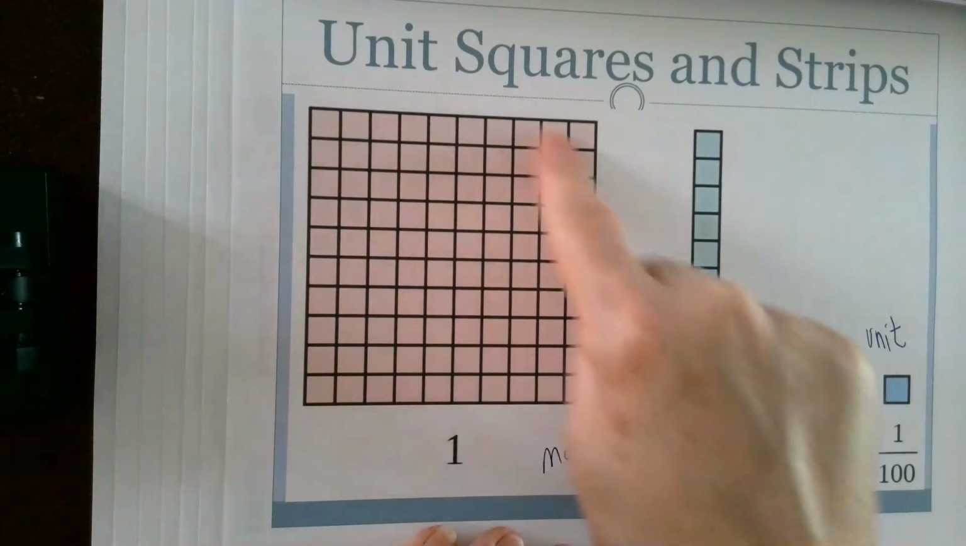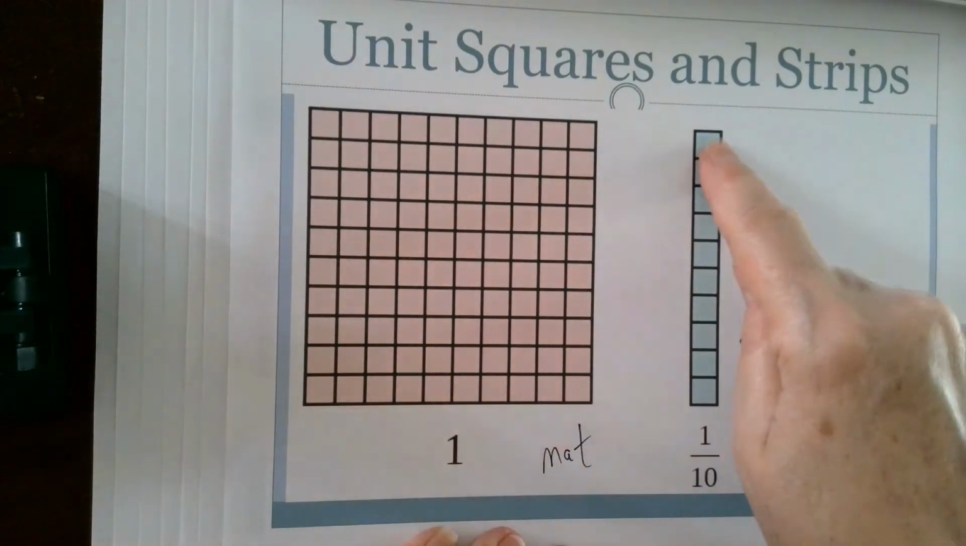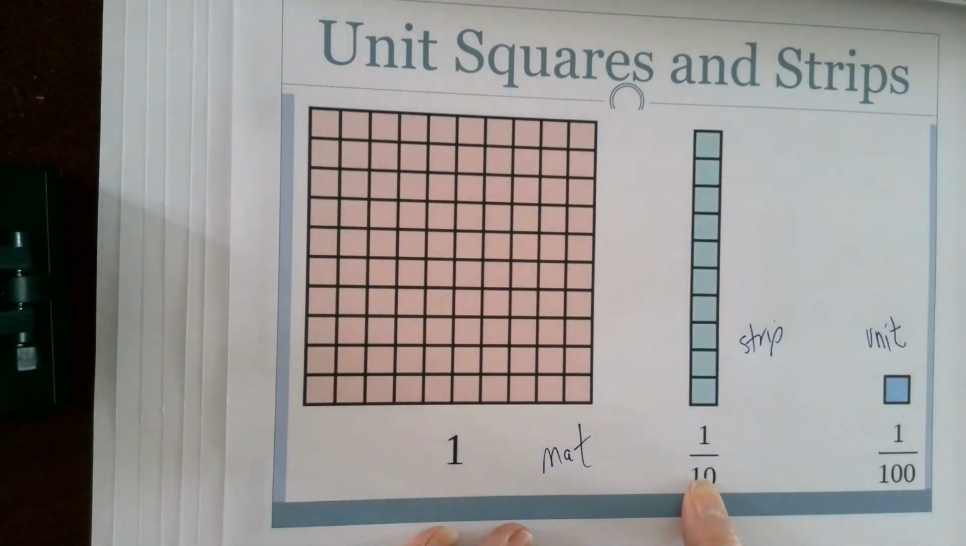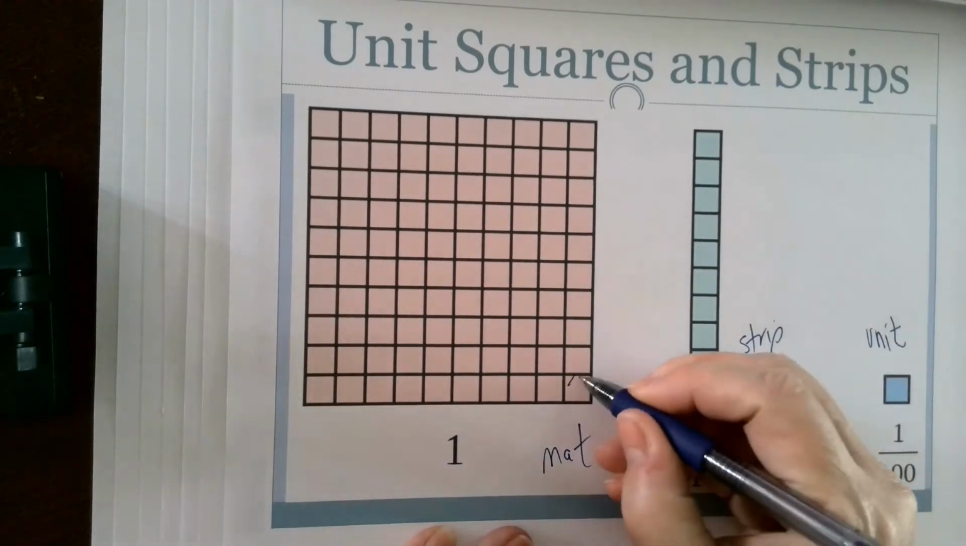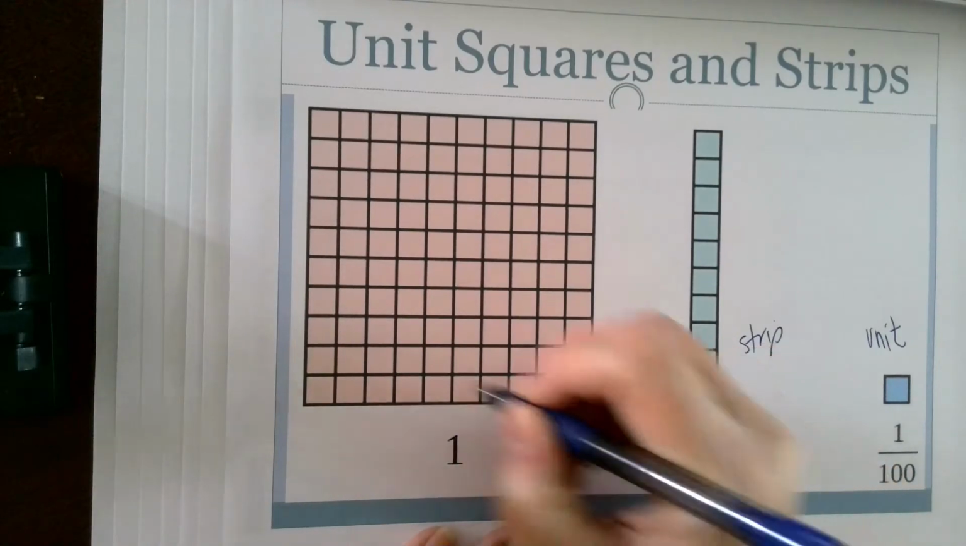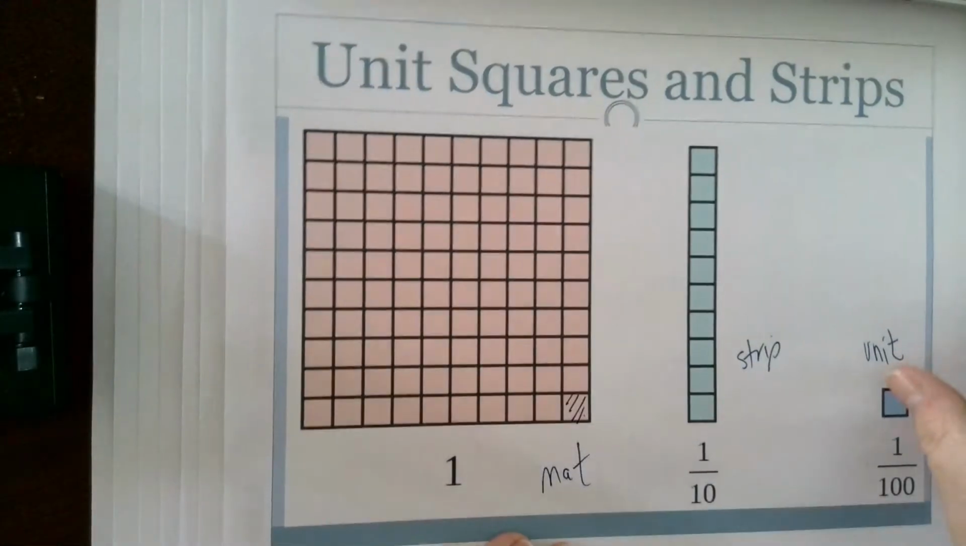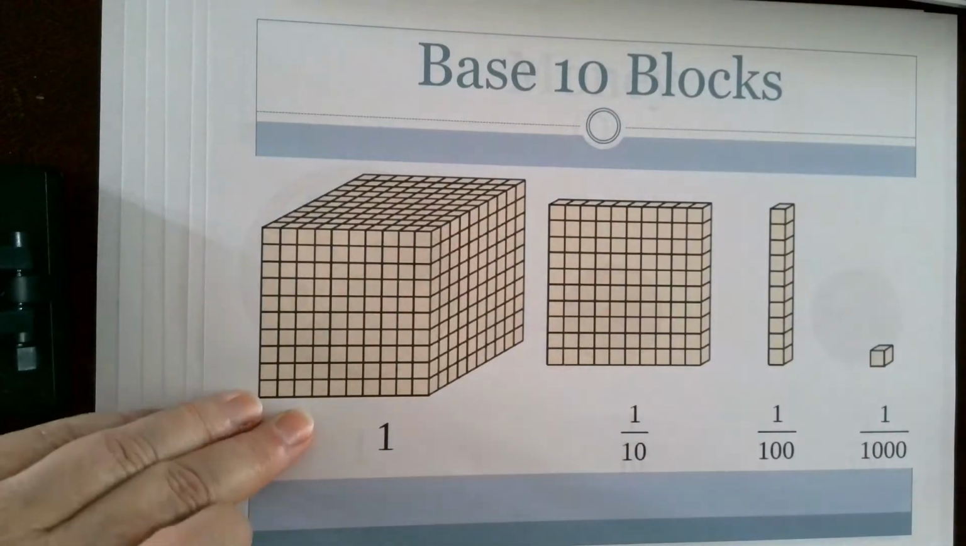This is one whole mat, so this is only a tenth of a mat, and this is only a tenth of the tenth, which means it's 1/100th, just one of those, 1/100th of the whole thing. Here's another way to look at it.